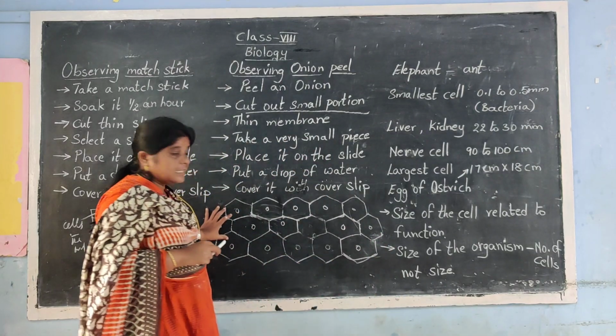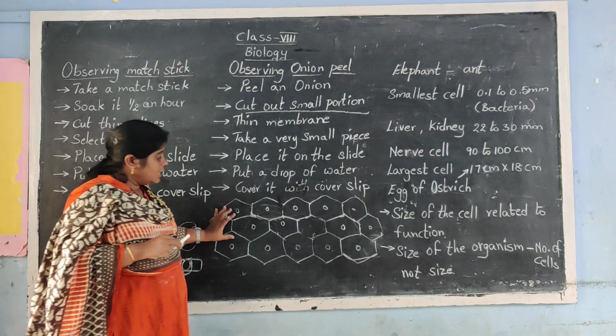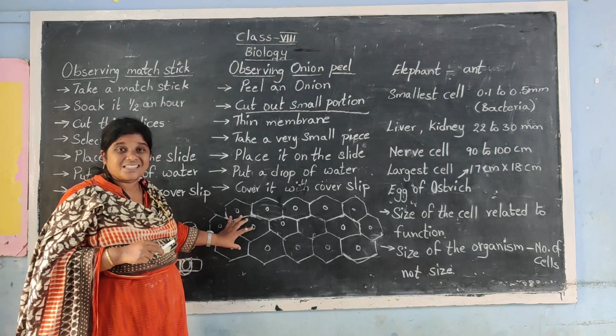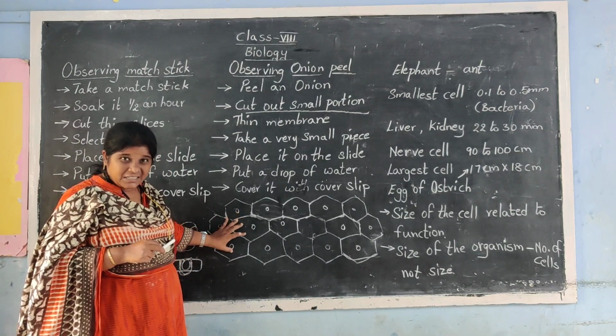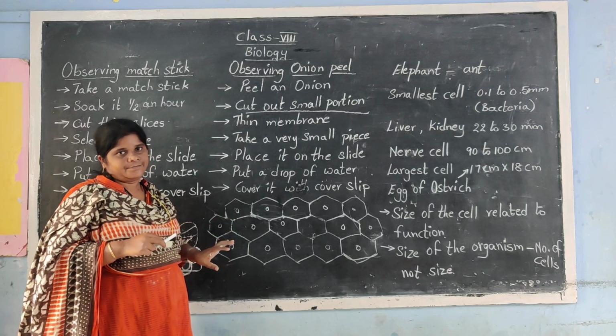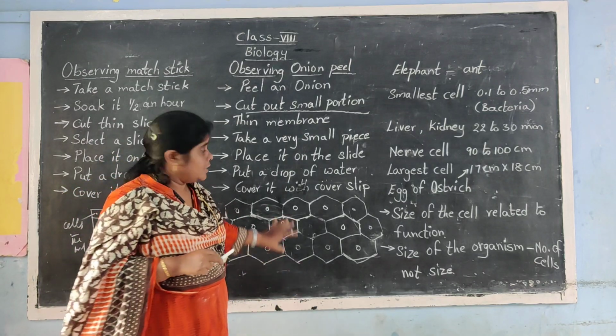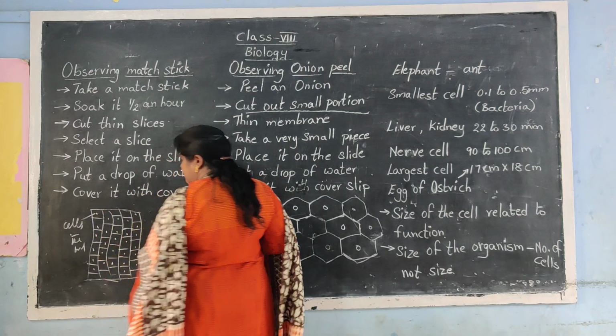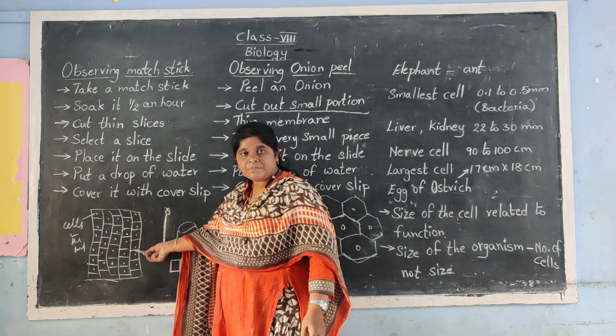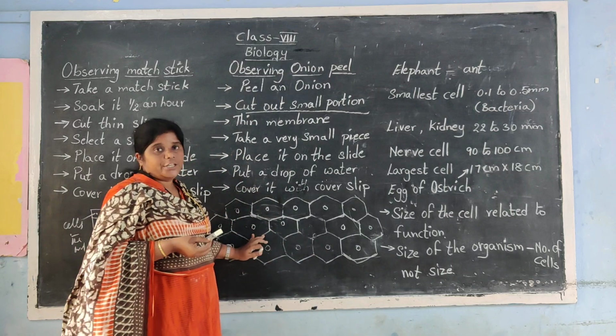You can find cells like this. These are called living cells, and these are the cells present in the onion. So these are the cells present in the matchstick. These cells are present in the onion.